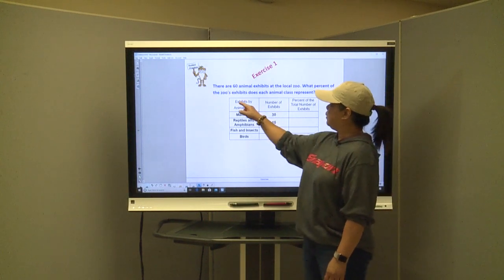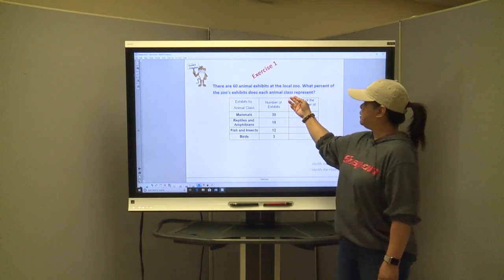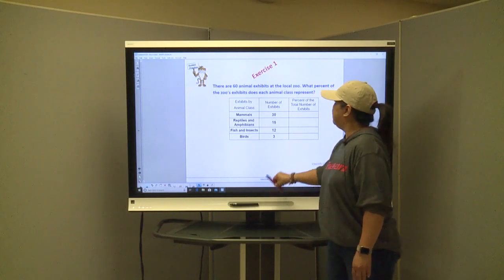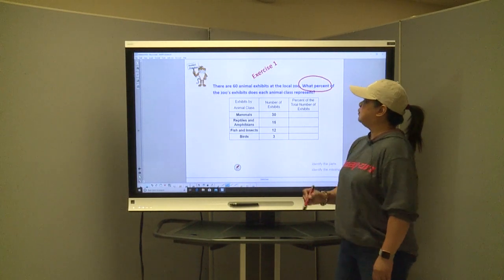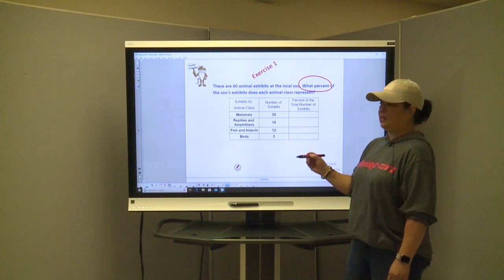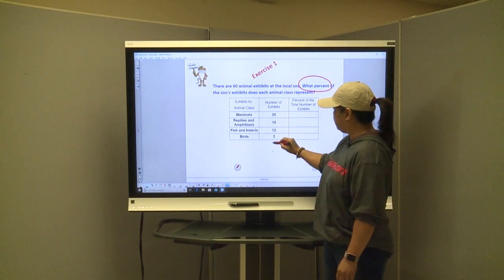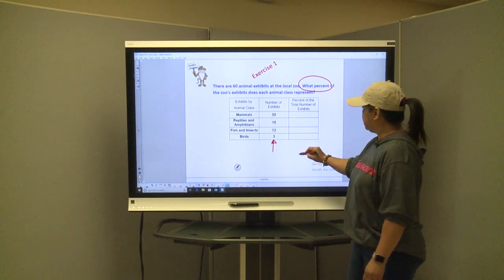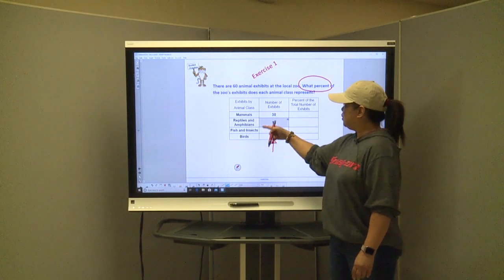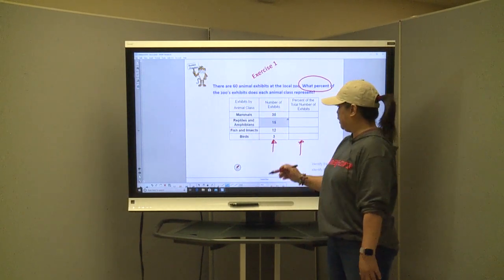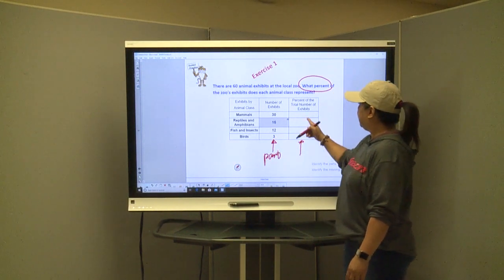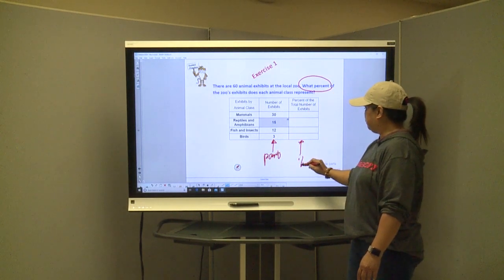All right, let's talk about this. There are 60 animal exhibits at the local zoo. What percent? That's a giveaway. This is what you're looking for, okay? The zoo's exhibits does each animal class represent, okay? So this is the number of exhibits right here, and this is the percent. So if these animals are part of the whole thing, so you have the part, okay? And it's asking you the percent.